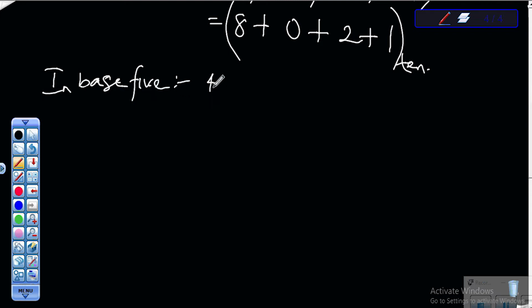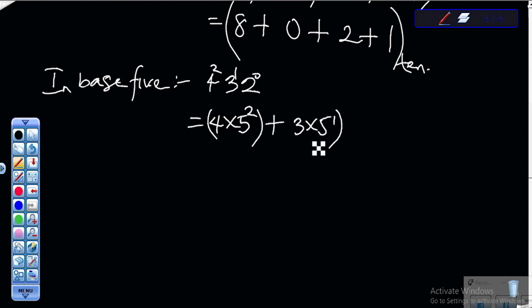An example is 432 in base 5. If you want to expand it, this is 0, 1, and 2, and this will give us 4 times 5 raised to power 2 plus 3 times 5 raised to power 1 plus 2 times 5 raised to power 0. So I believe it's not new anymore. You will understand how it is being picked because it is in base 5. For it to be in base 5, then the 5 will be repeated.